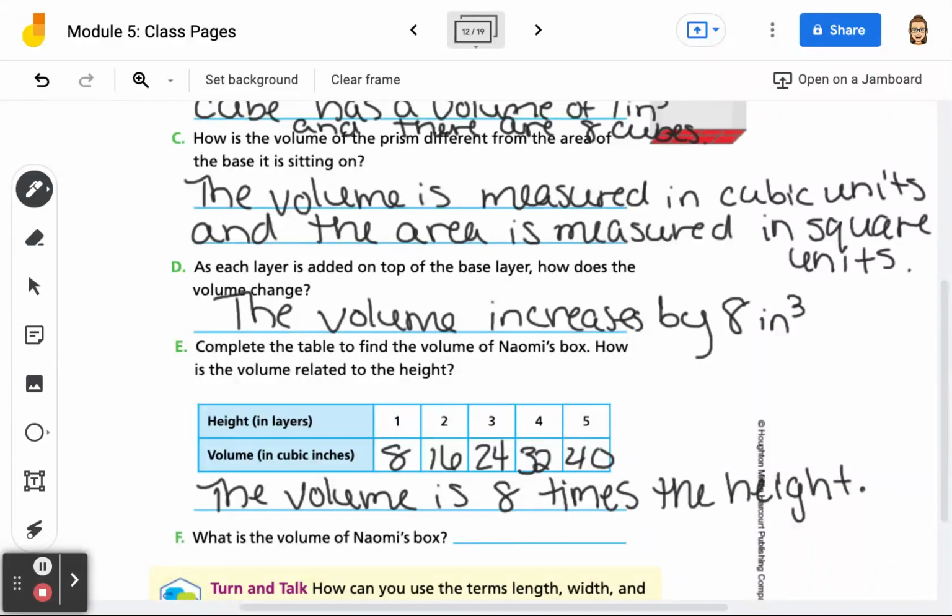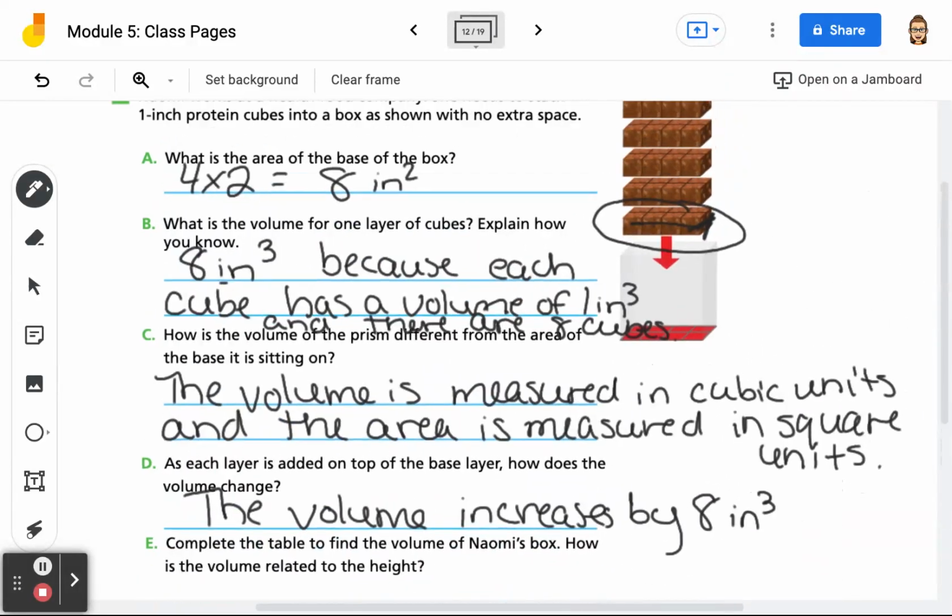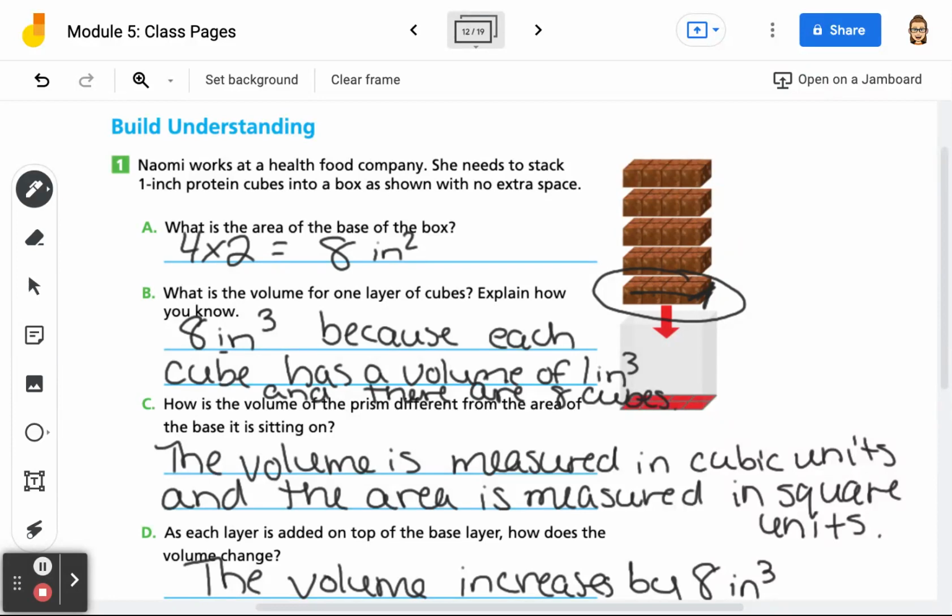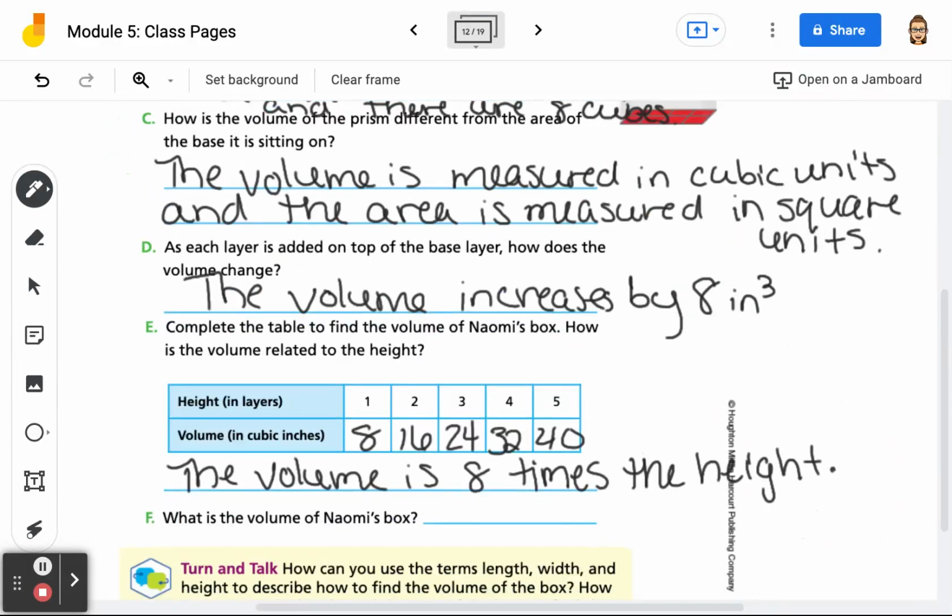So what is the volume of Naomi's box? Well, there are 1, 2, 3, 4, 5 layers. So we said 5 times 8 was 40. So it would be 40 inches cubed.